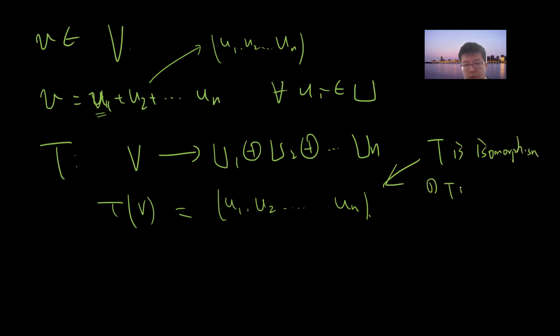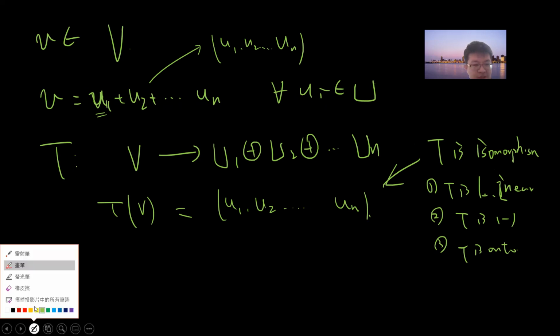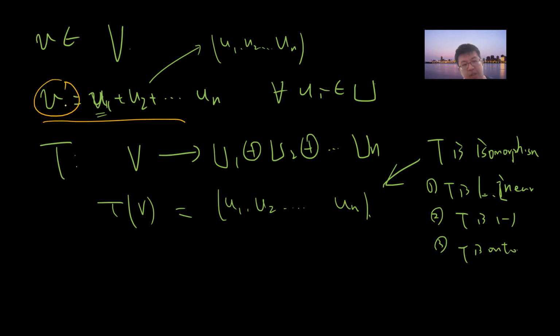So you need to check T is linear, T is one-to-one, and T is onto. By definition, for any v, you can write it this way. Onto means that you pick any U1 up to Un, and there's a v which maps into it. By definition, if you pick U1, U2 up to Un, you just define v to be the sum of these. So T is onto is trivial.